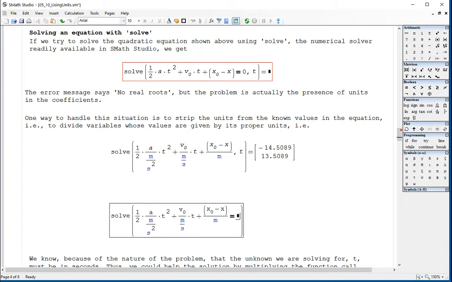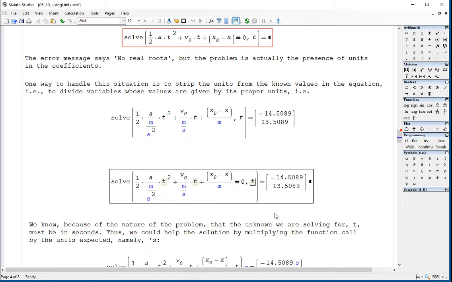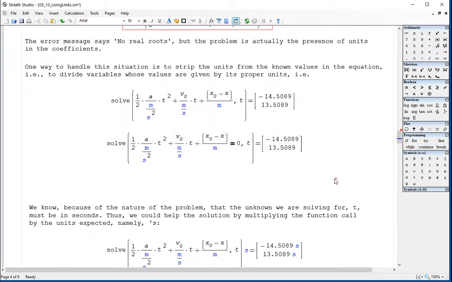This should be equal to 0. It's not necessary. It is assumed that if you don't have anything there, it's equal to 0. But just to be on the safe side, put t, and I give you a result. Now, obviously, that result is in seconds. So to ensure that you get units appropriately, you have to click in here and type times quote s, and that's your result.